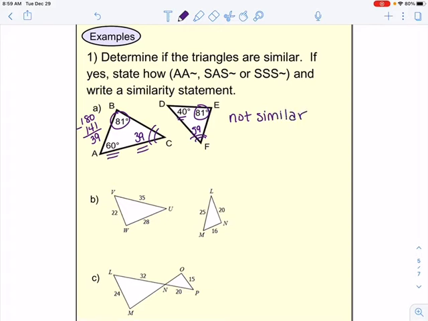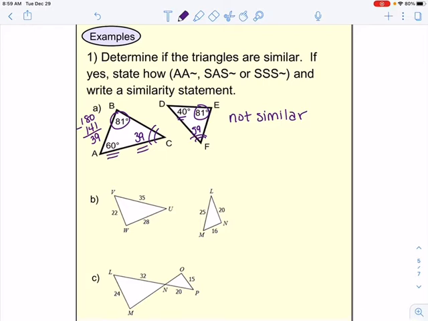Okay, for part B, I don't know anything about the angles, so it can't be angle-angle similarity or side-angle-side similarity. So I'm pretty sure if they are similar, it's going to have to be side-side-side similarity. So I'm going to need to set up two different proportions here.